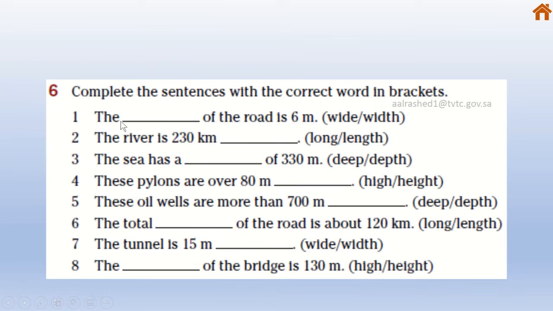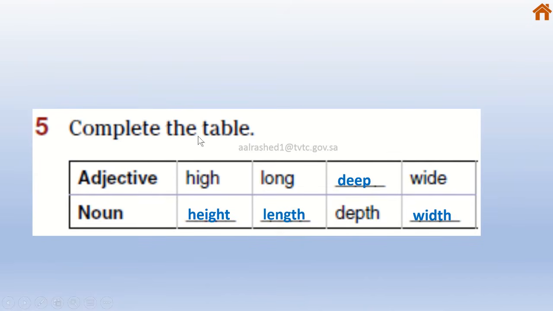Look at number 1. Okay, we have a blank at the beginning. That, usually, guys, comes before a noun. Which one is the noun? One is an adjective, one is a noun. You need to go back to the table. Okay, this is the noun. So in the blank we need to put the width.